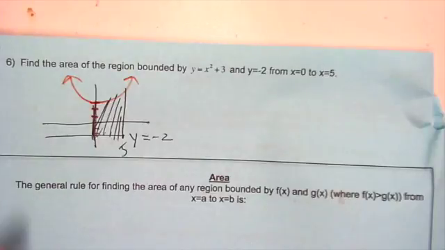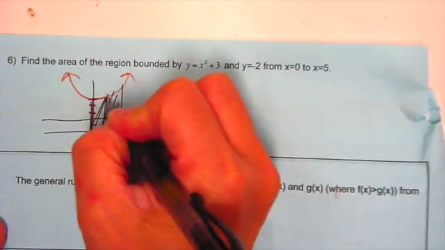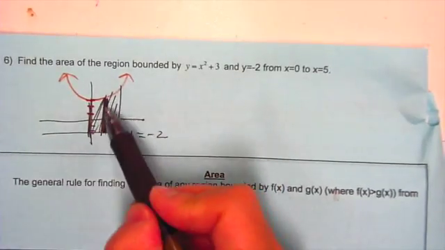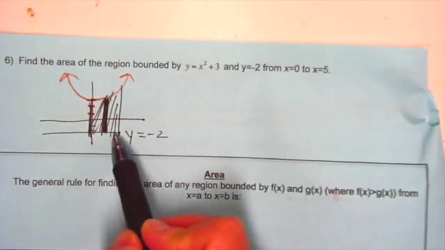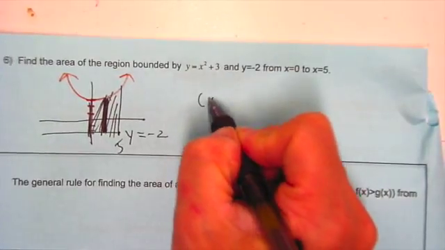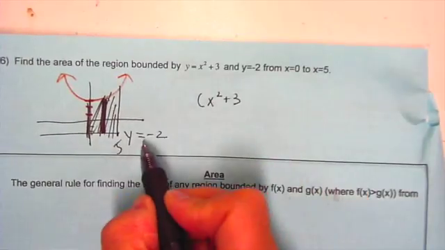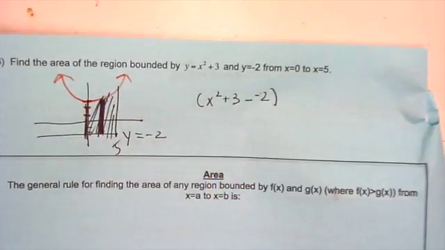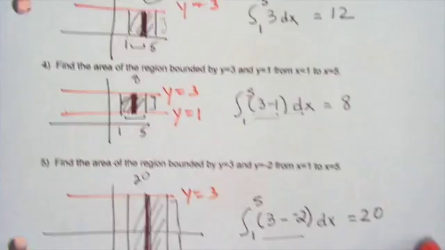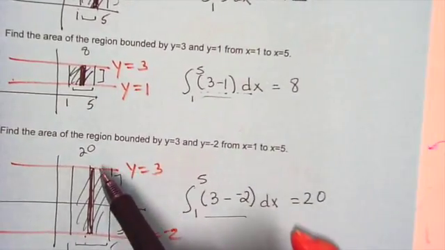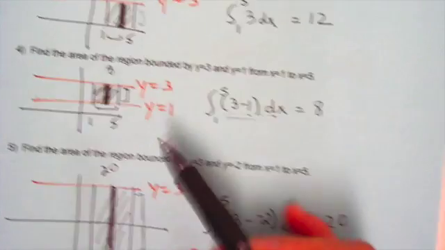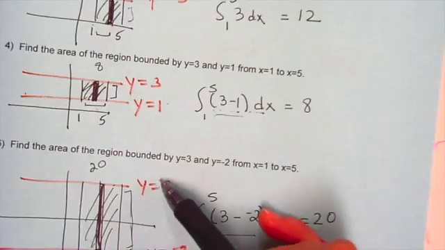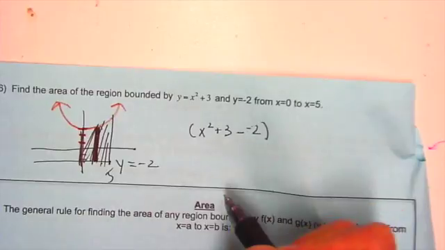But same thing that we did before. Let's think about one rectangle in that region. What's the height of the rectangle? Notice the height is the parabola all the way down to -2. So it's going to be x squared plus 3 minus a -2. Notice on the previous ones that we did, how do we come up with the rectangle? It's always the top function minus the bottom. It doesn't matter where the functions are. It can be above the x-axis, below, but you always do top minus the bottom. So same thing here, top minus the bottom. That's going to give you your height.